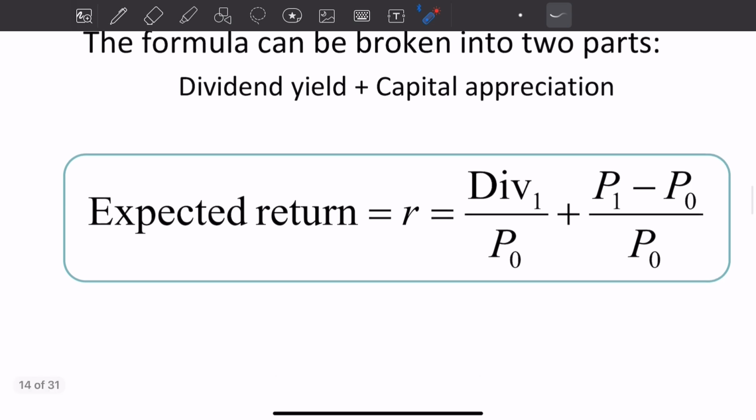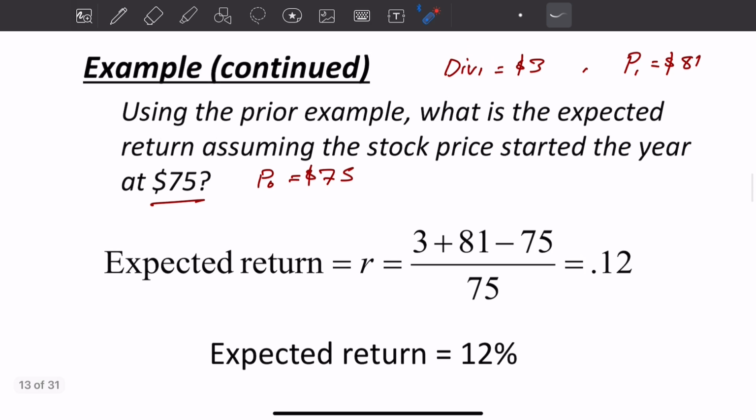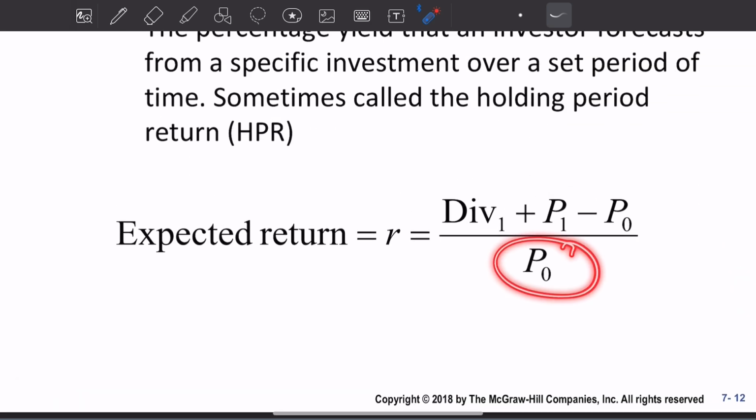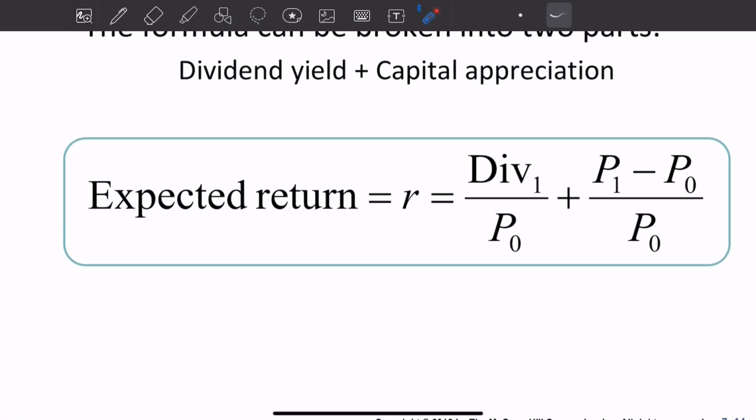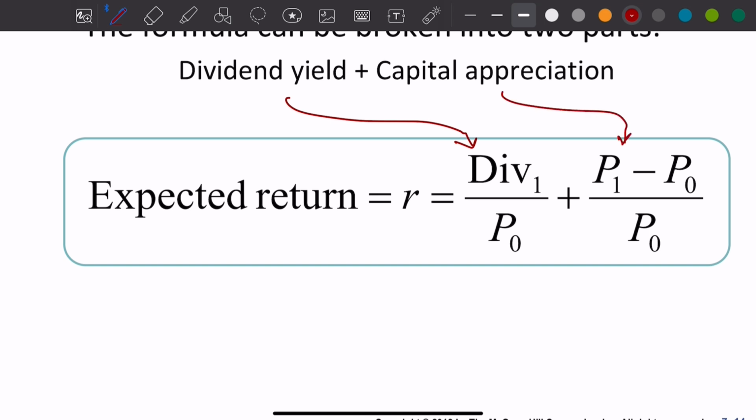How do we do that? Because all of the terms in the formula are divided by the same number, we can split this in half and distribute this over the two fractions, just like you see right here. So here is the dividend yield, which is calculated by dividing the expected dividend by the cost or the buying price of the stock, and then the capital appreciation component, which is calculated by dividing the difference between the buying price of the share and the selling price by the cost, or the buying price of the share.